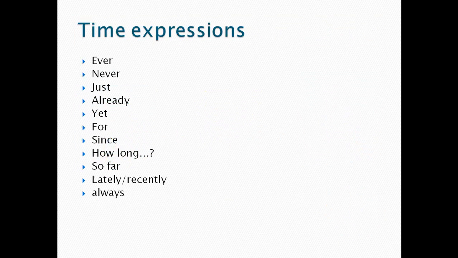Time expressions we use with the present perfect. الظروف العادة نستخدمها مع المضارع التام. ever, never, just, already, yet. عادة الjust والalready والyet تأتي مع finished actions. for والsince والhow long تأتي مع unfinished actions.